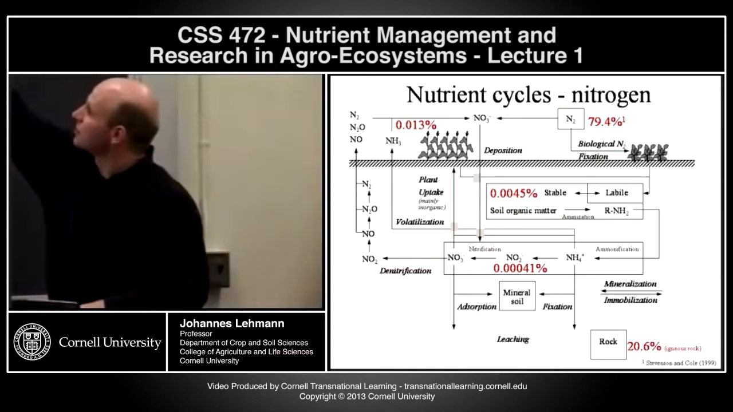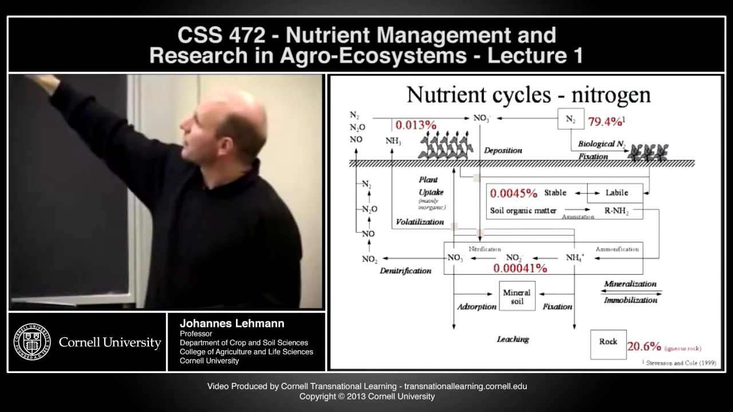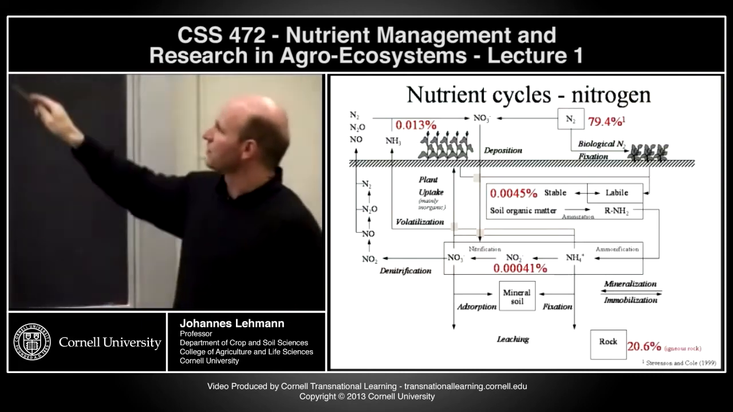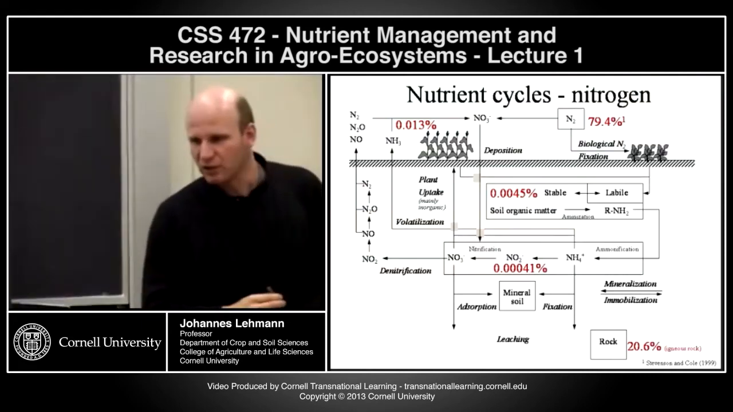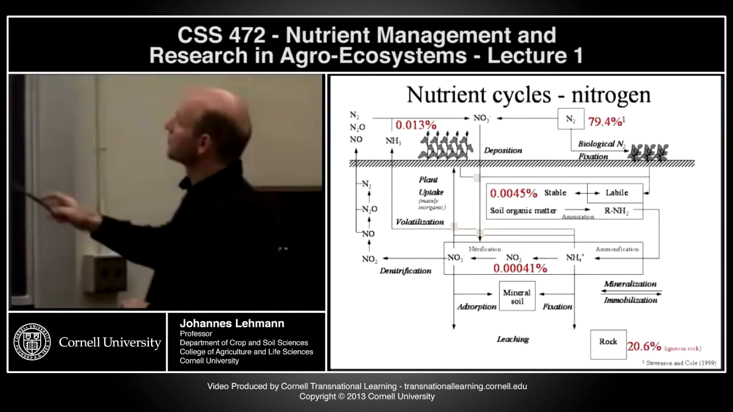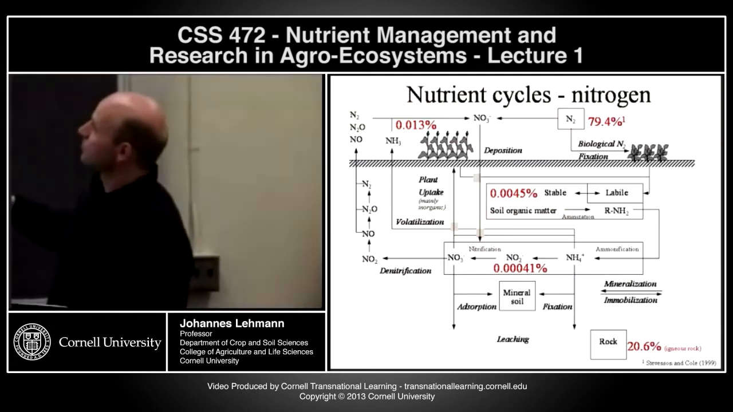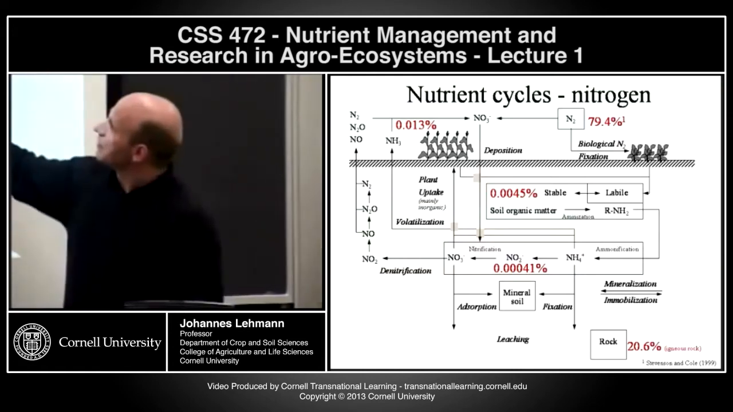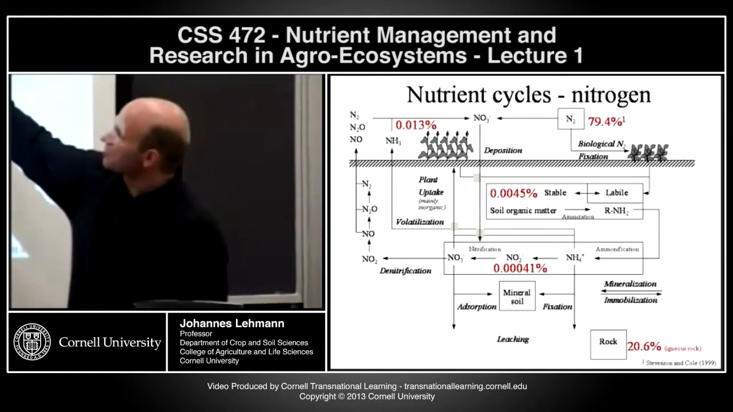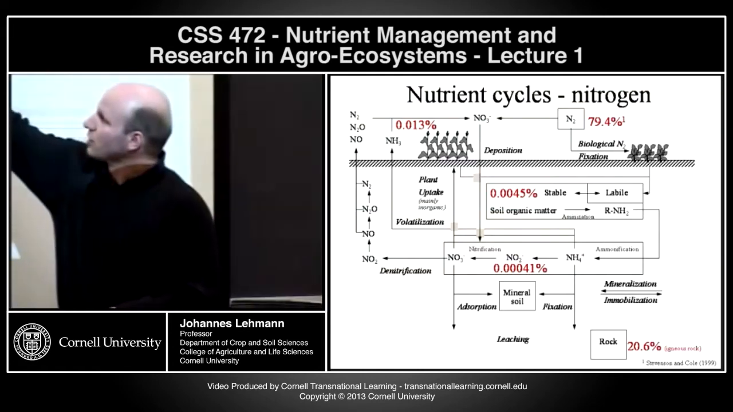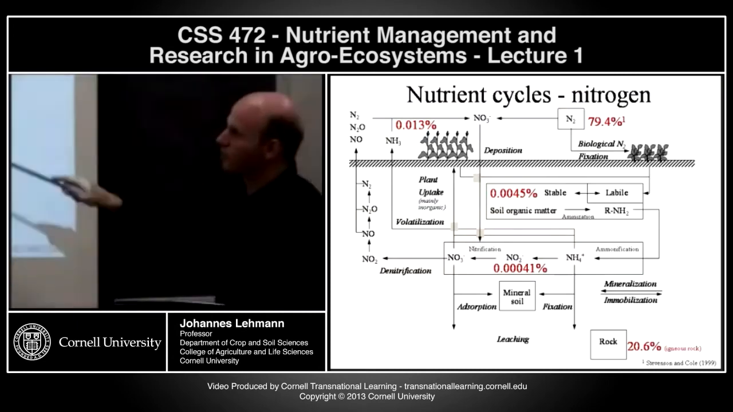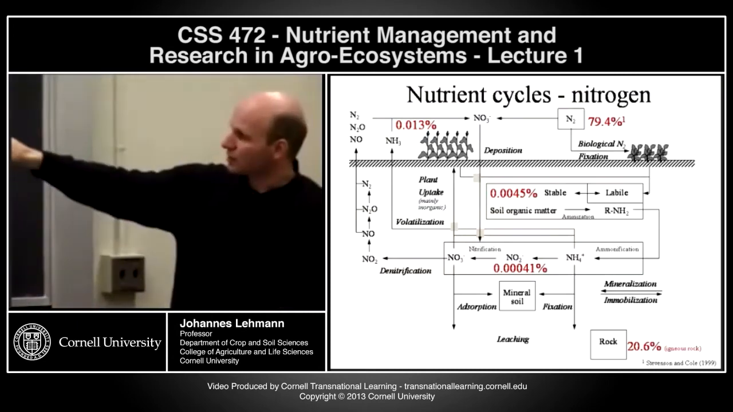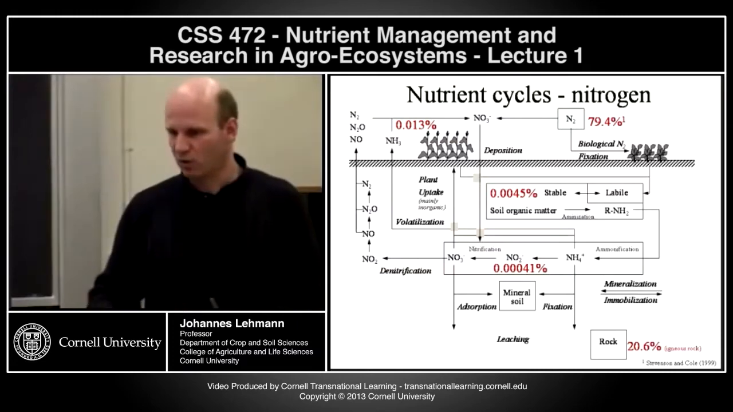An important process here is nitrogen fixation through legumes, but there are also other free-living fixers, for instance in soil, that can contribute some of the nitrogen fixed. Deposition through lightning, for instance, and volatilization, so the gas phase is important, from ammonia or the denitrification process to N2 or N2O.